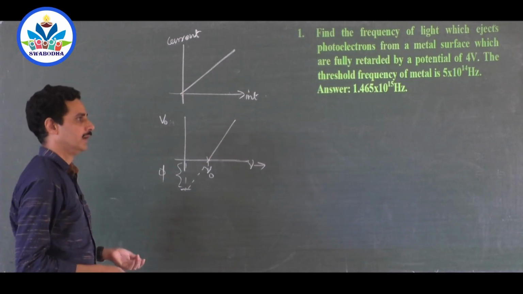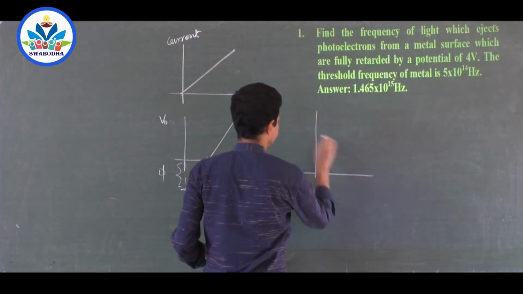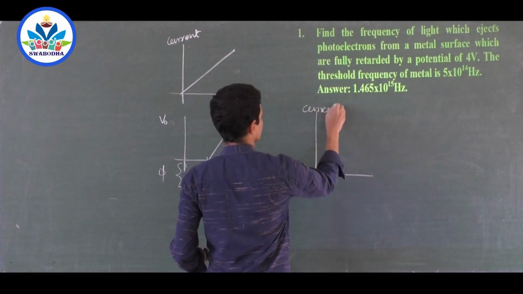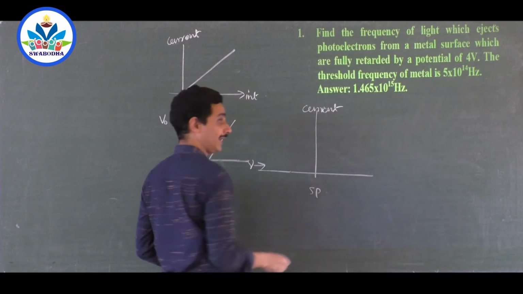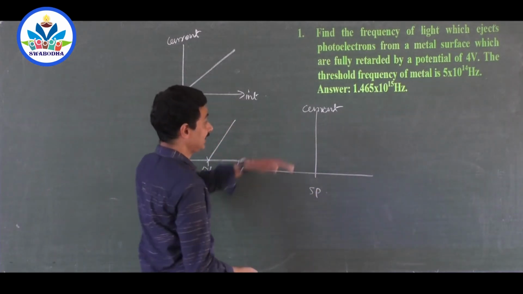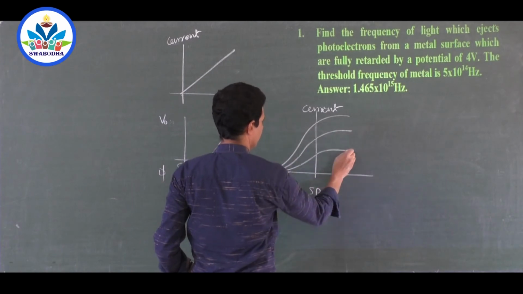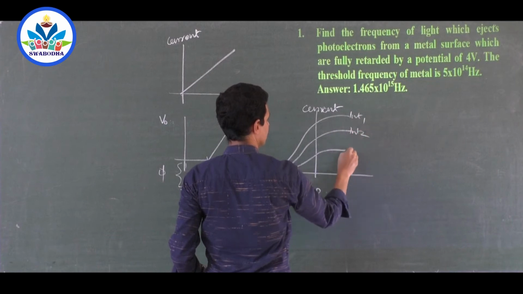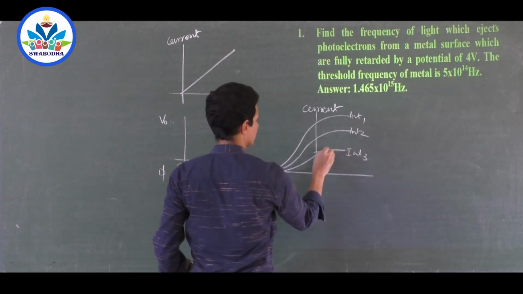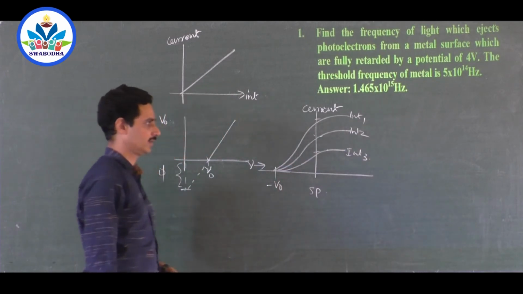Then photoelectric current versus stopping potential for different intensity. Different intensity means different current, but stopping potential same, right? So more bright, less bright, very less bright, because photoelectric current is lesser and lesser, but the stopping potential is the same.